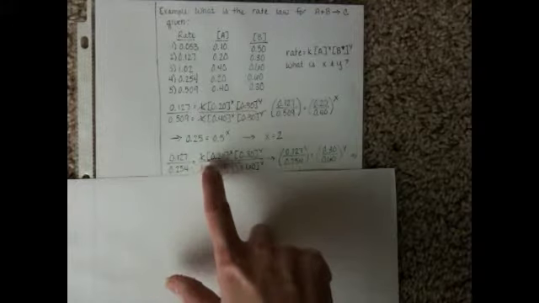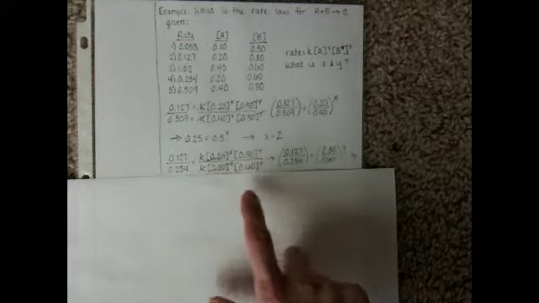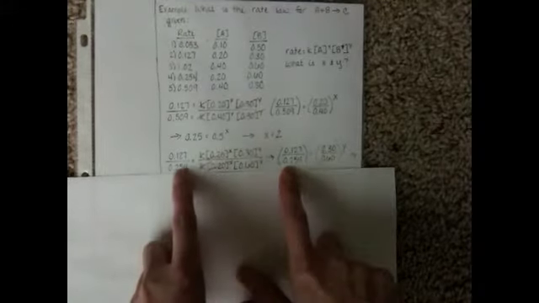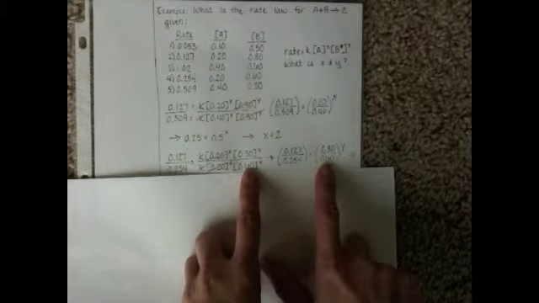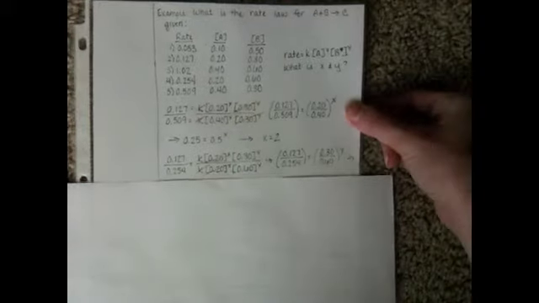K cancels, 0.2 to the X cancels, and that leaves us with 0.127 over 0.254 equal to 0.30 divided by 0.6 raised to the Y. And again, we use our algebra to solve for the value of Y, and we find that it's 1.